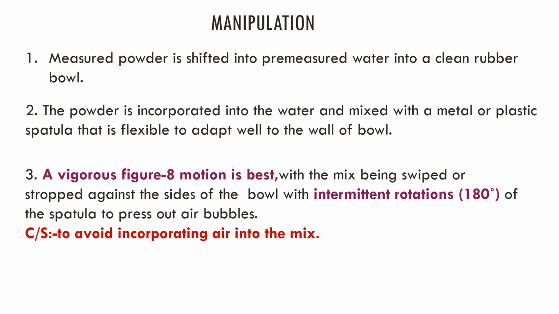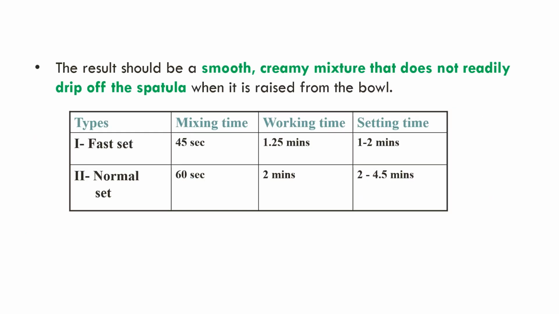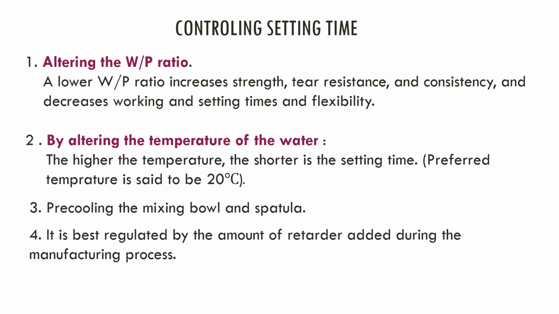The measured powder is mixed with the water in a clean rubber bowl. The powder is incorporated into the water and mixed in a vigorous figure of 8 motion. This mixing gives us a smooth, creamy mixture that does not really drip off the spatula. The setting time can be altered with the water-powder ratio and by altering the temperature of the water.